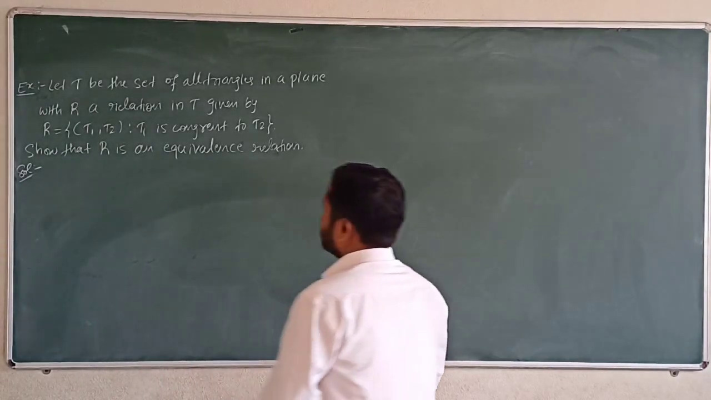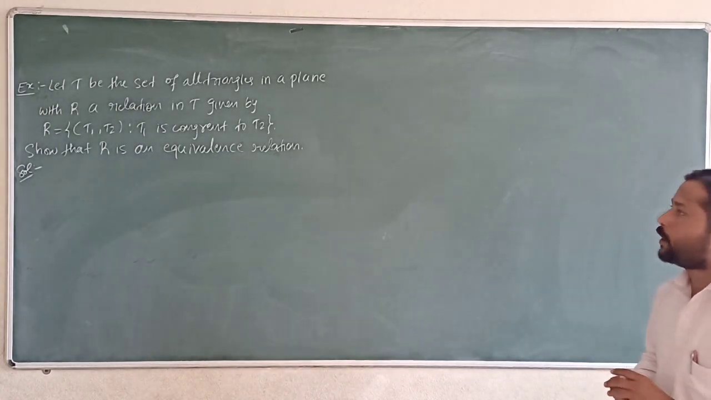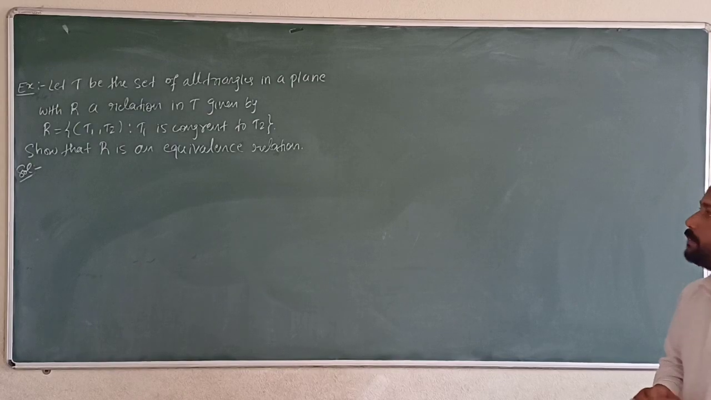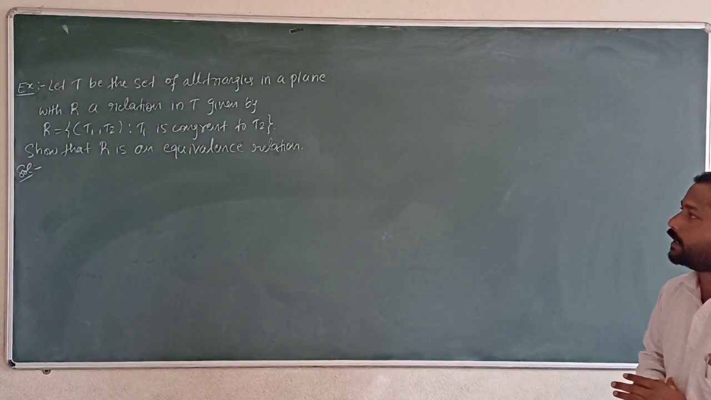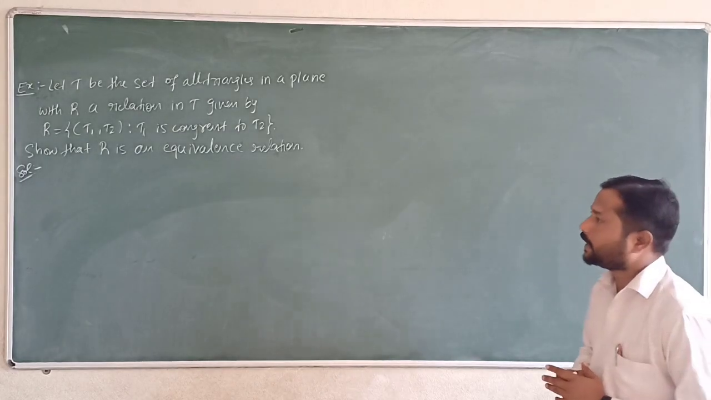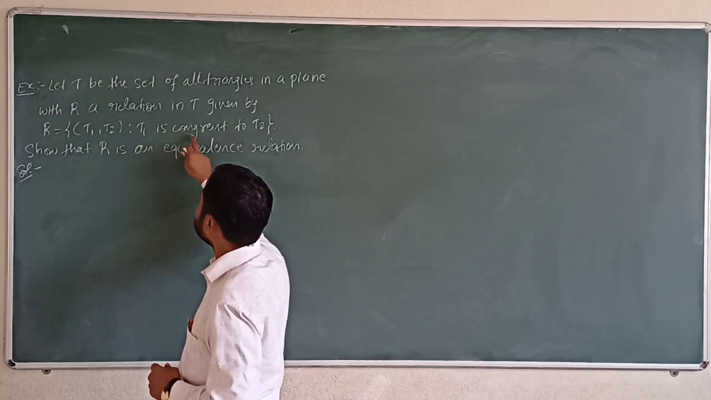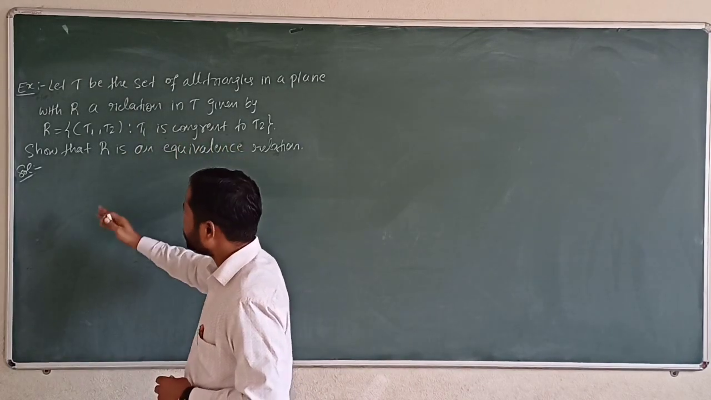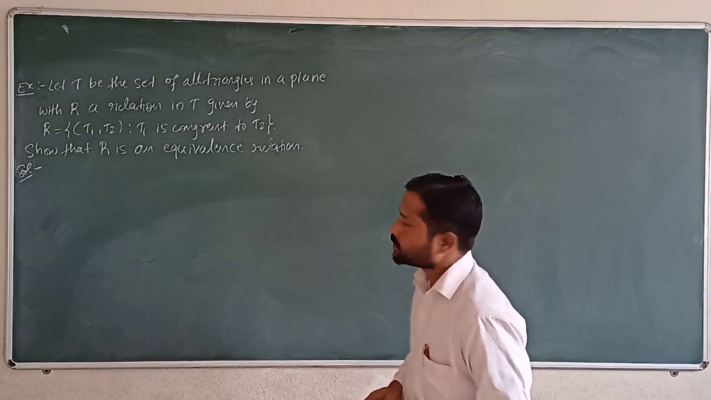Okay. Take up relations and functions. First exercise, that is 1.1. Example: let T be the set of all the triangles in a plane, with R a relation in T given by R = {(T1, T2): T1 is congruent to T2}. Show that the relation R is an equivalence relation.